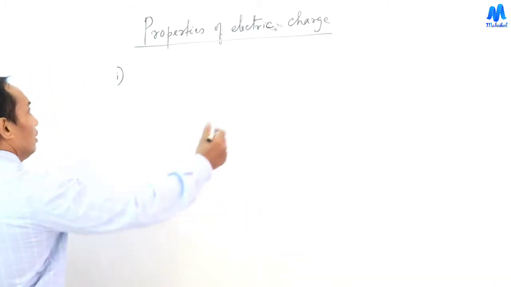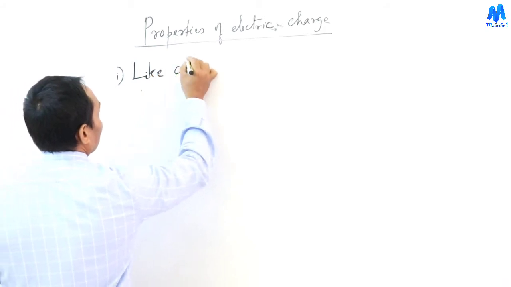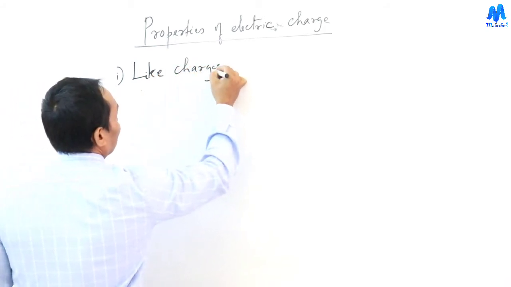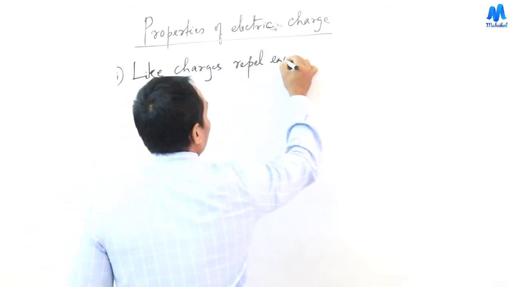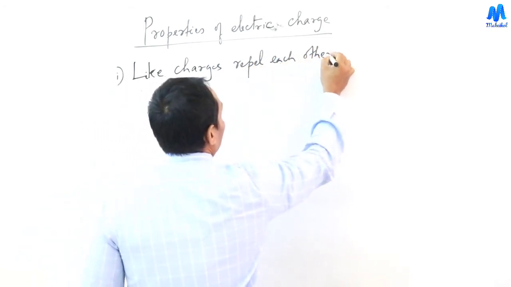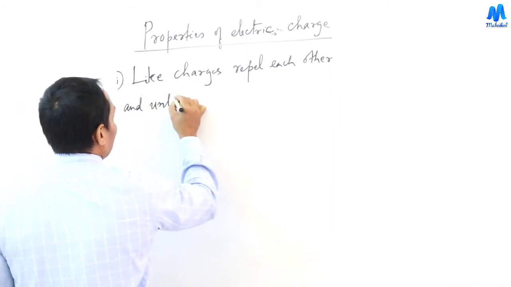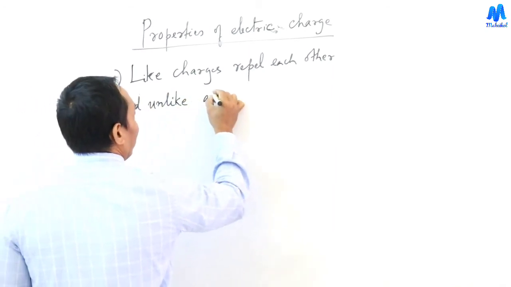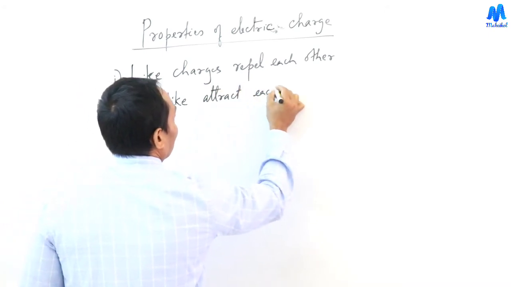So we may write like this: like charges repel each other and unlike charges attract each other.